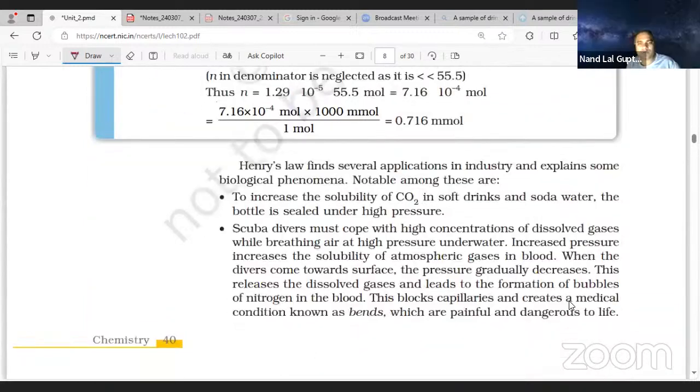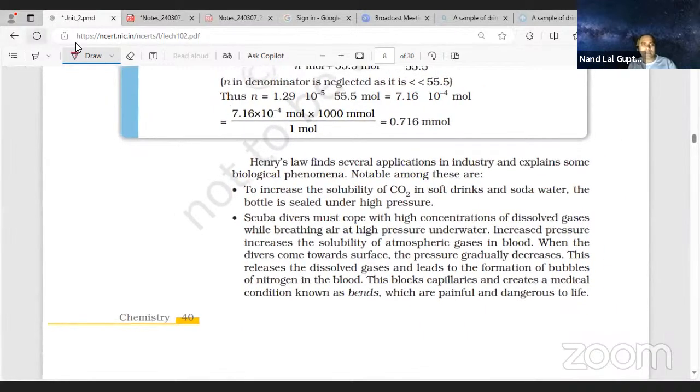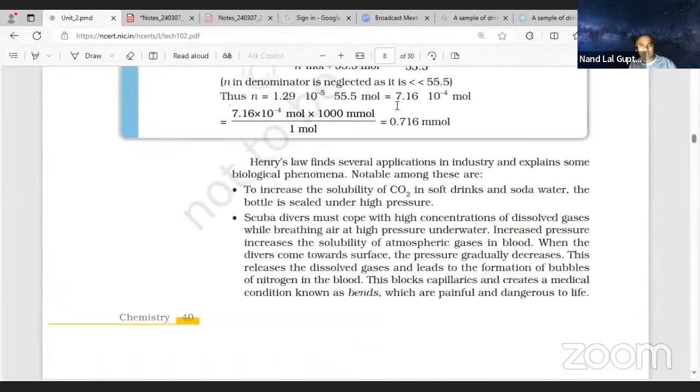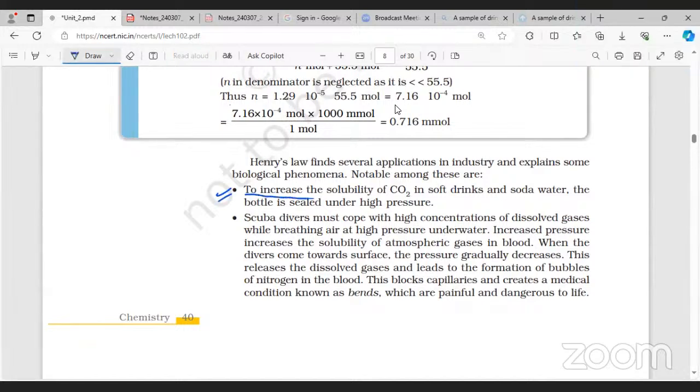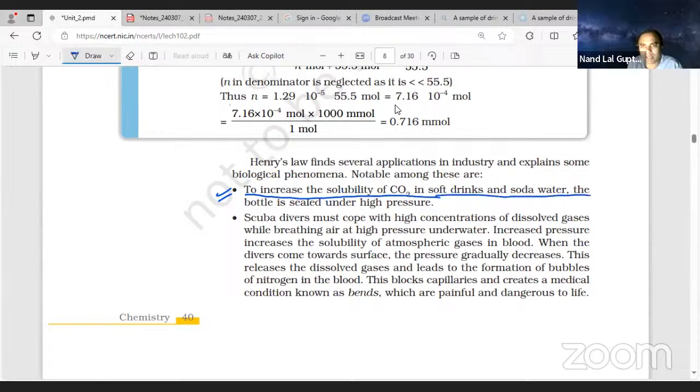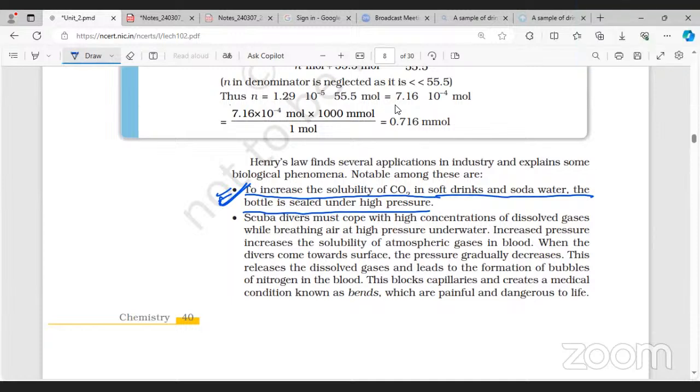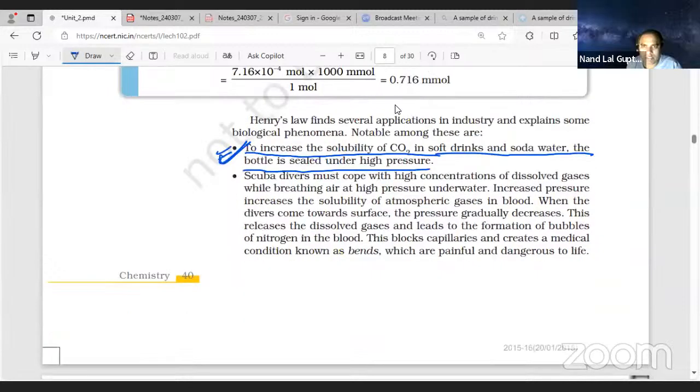Okay. Now one point you have to understand here: Henry's law has several applications in industry and explains some biological phenomena. Notable among these is the first one: to increase the solubility of CO2 in soft drinks and soda water, the bottle is sealed under high pressure. Why is the bottle sealed under high pressure? To increase the solubility.